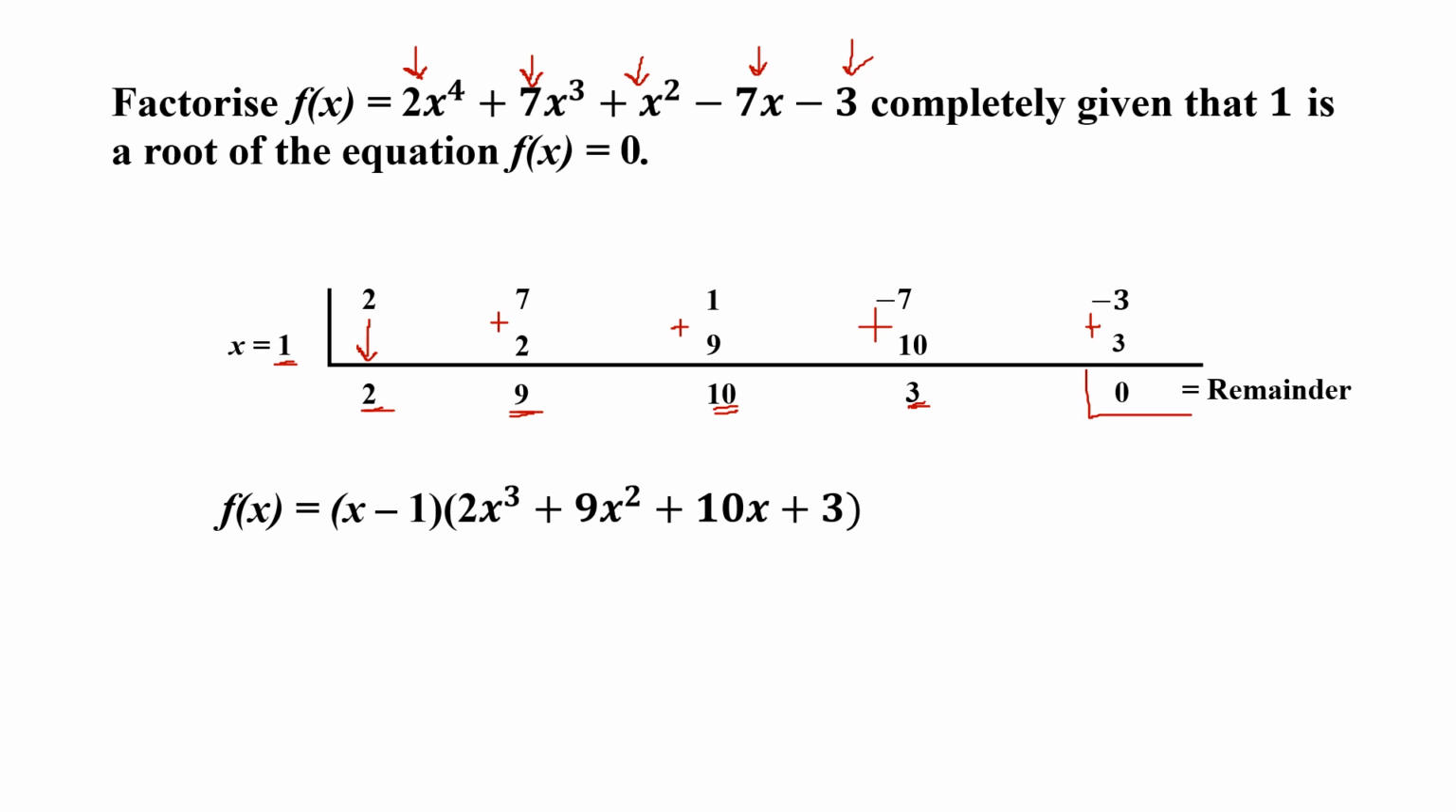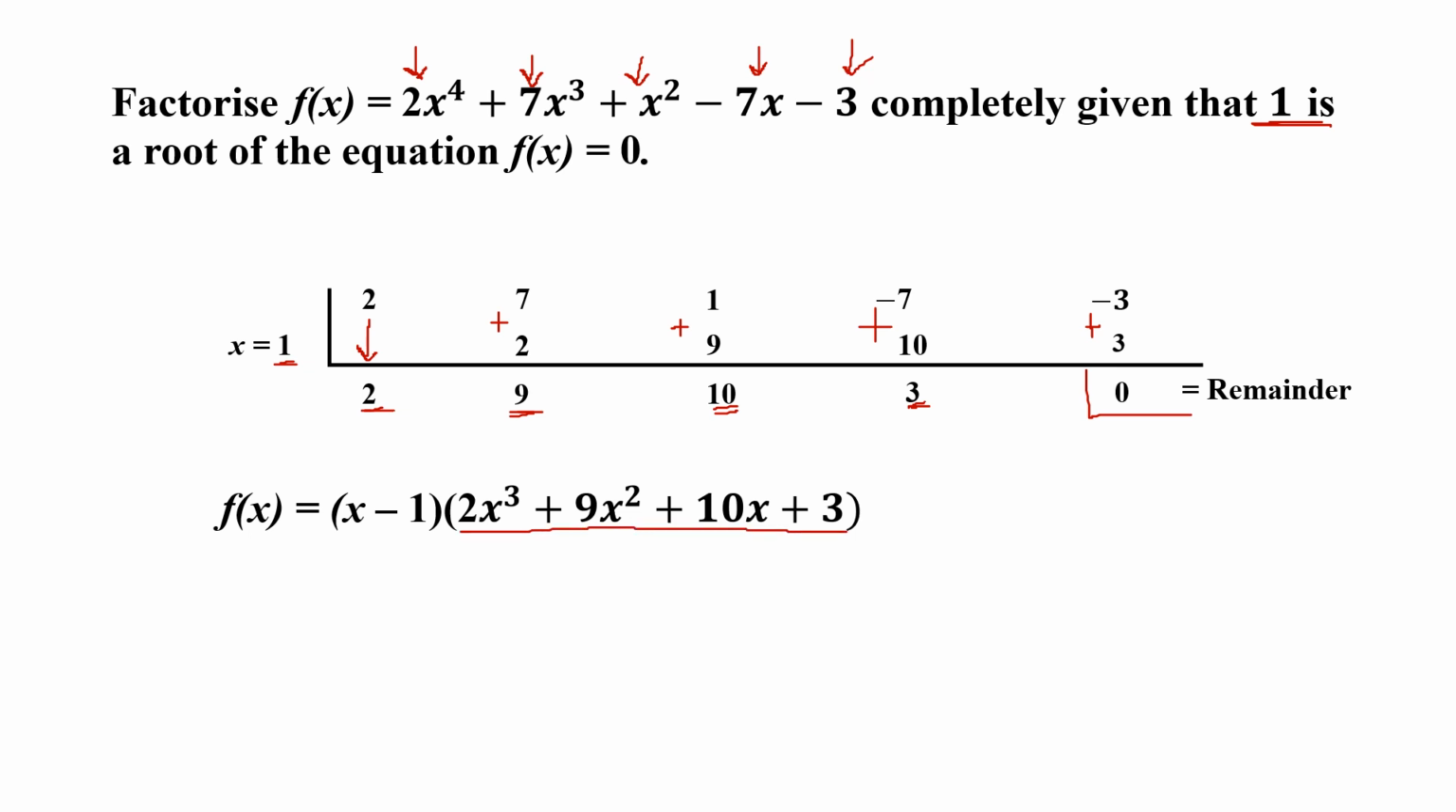Our f of x is now a product of this factor, x minus 1, from the root. The root is 1. So if we take this one to the other side, it will be x minus 1. So the factor is x minus 1. If the root is 1, then the factor is x minus 1. We now have the cubic factor.